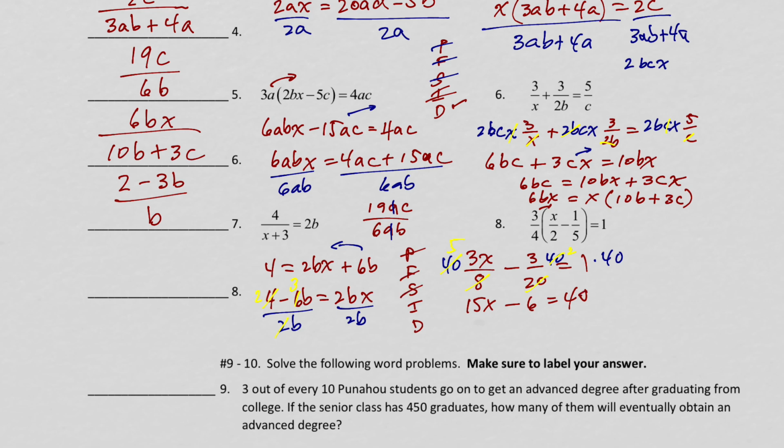I can't simplify because I have no like terms. Now I'm ready to isolate. So I'm going to move this over. So 15x is equal to 40 plus 6, which is 46. And now I've isolated. I'm ready to divide by 15. And I'll get x is equal to 46 over 15.